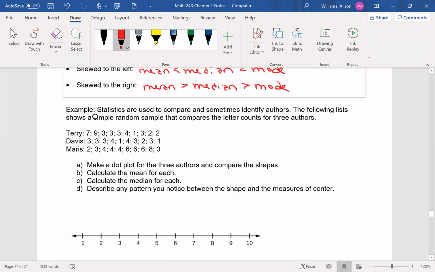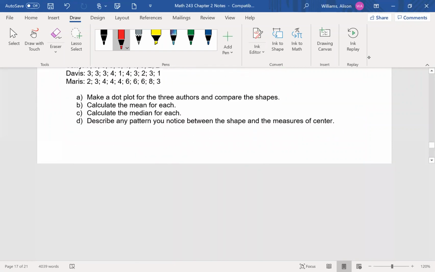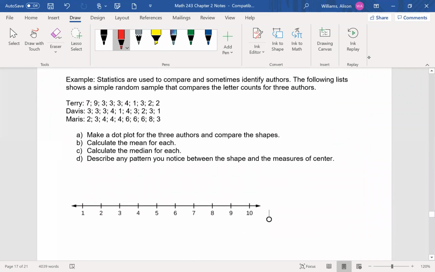Okay, so let's look at this example. We are told that we have some authors, and it shows the letter count for each author. I wondered, what's a letter count? A letter count means the average word size, so the letters in a word. The larger the words, the more the letter count; the smaller the words, the smaller the letter count.